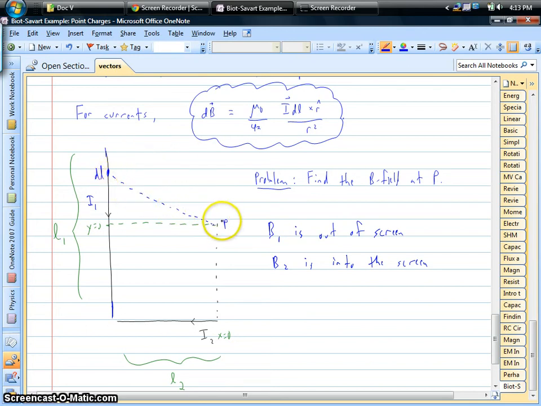There's a certain distance that goes out to the point that we're trying to find the magnetism. Okay, so now this vertical distance from the axis there, I'm just going to call that y because we're in the y direction. And now the horizontal distance out to the point is L2. That's the length of that bottom wire.